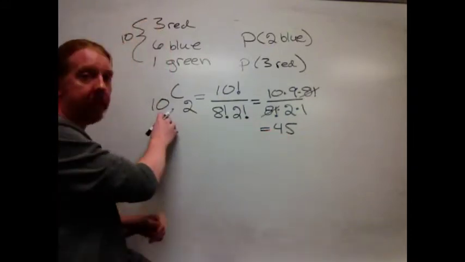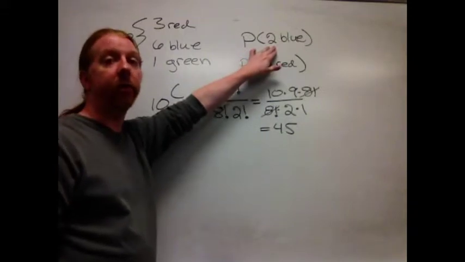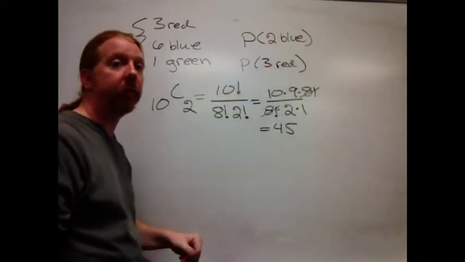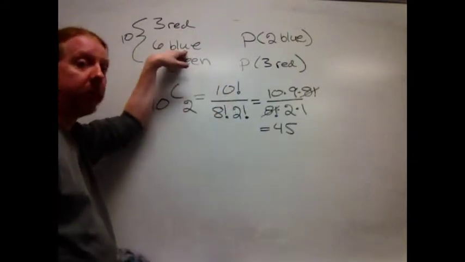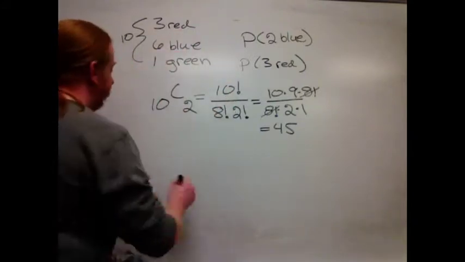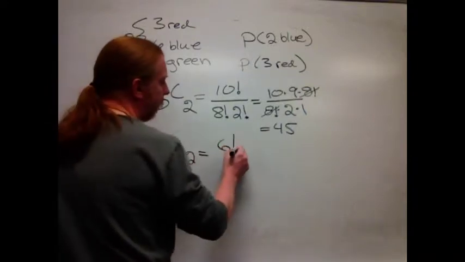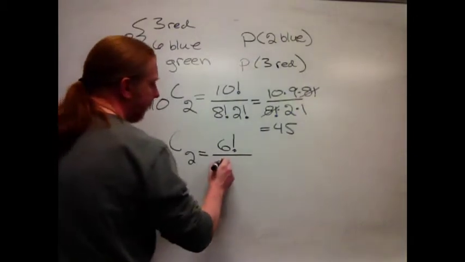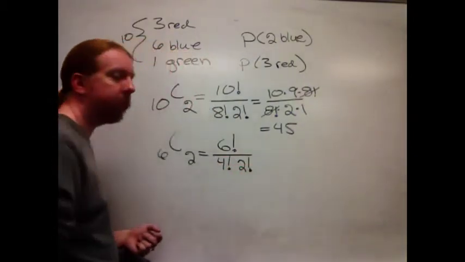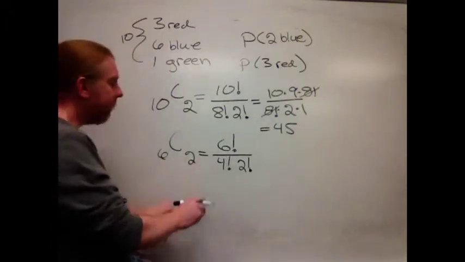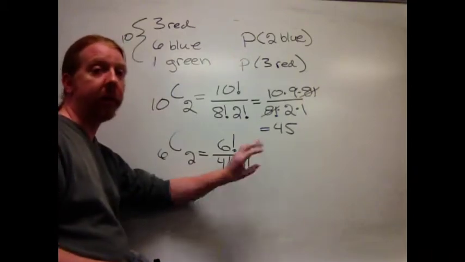And that's using this combination thing from section 1. Now, how many different ways can I choose to have 2 blue marbles? So out of my 6 blues, how many ways can I choose 2 of them? 6 choose 2. So it's 6 factorial divided by, in this case, 4 factorial, 2 factorial. Remember, we take their difference and then the number we picked for combinations. For permutations, we don't include that part.